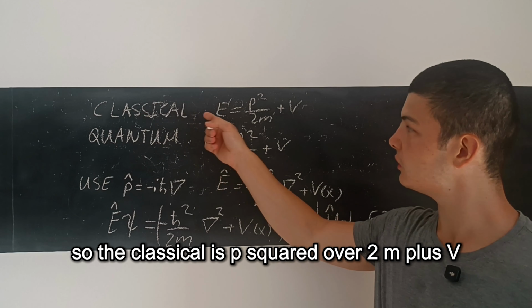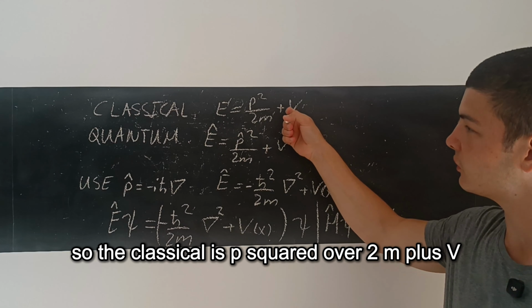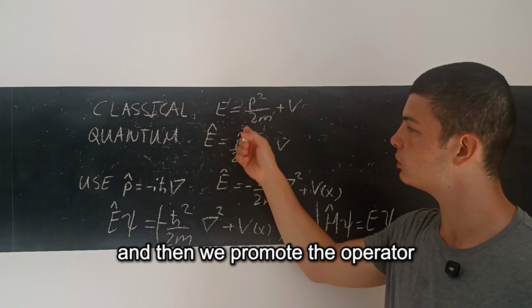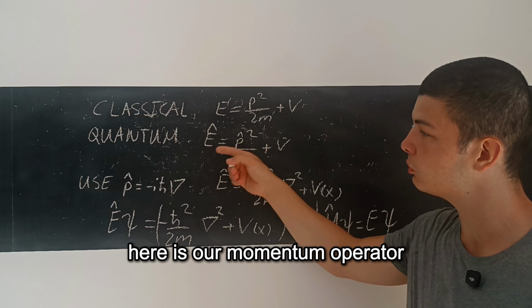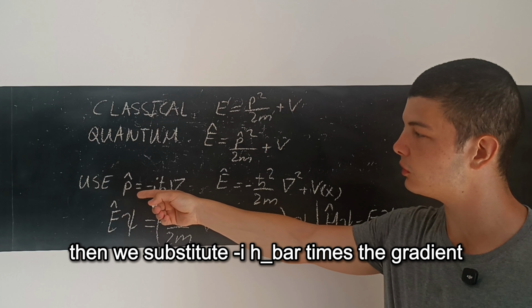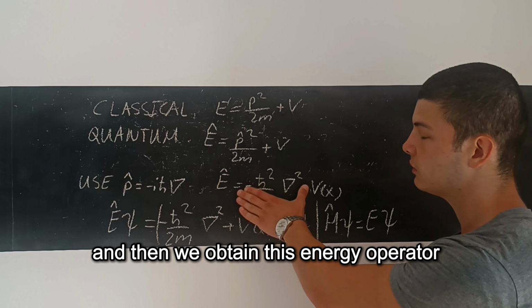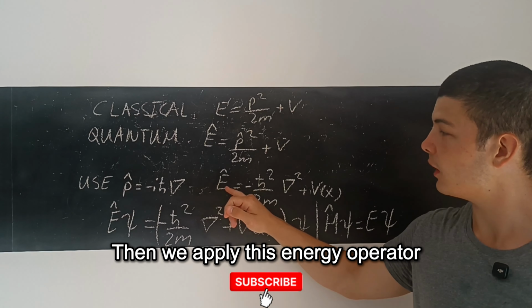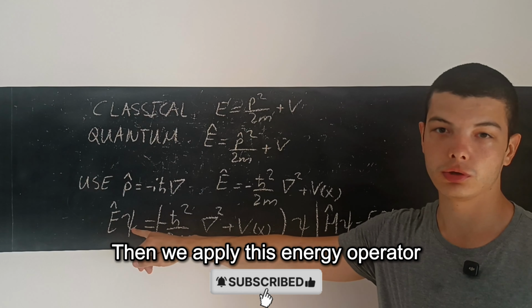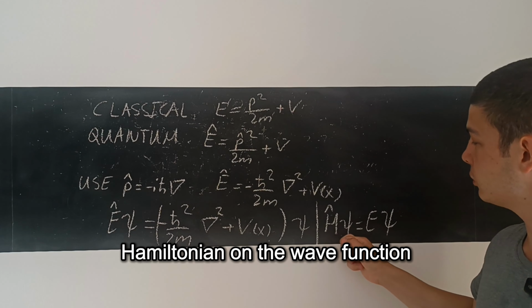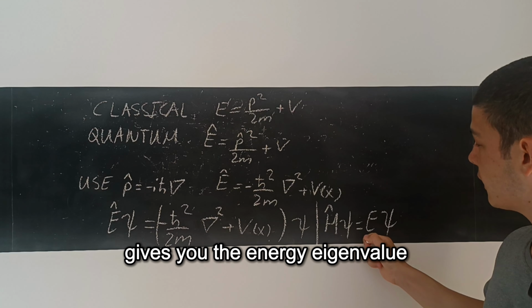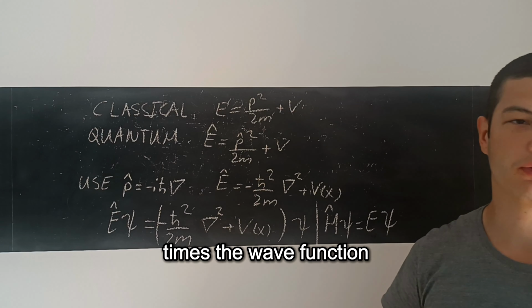The classical expression is p squared over 2m plus V, and then we promote p to an operator. Here is our momentum operator. Then we substitute minus i h bar times the gradient, and we obtain this energy operator. Then we apply this energy operator on the wave function. The Hamiltonian acting on the wave function gives you the energy eigenvalue times the wave function.